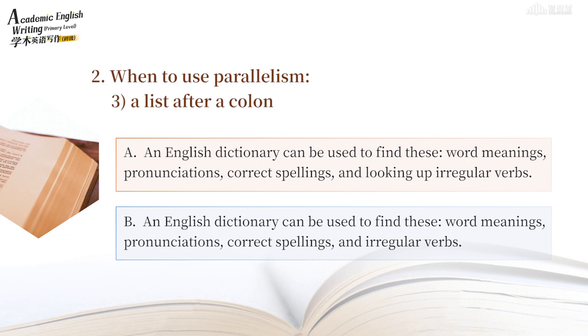Sentence B has a parallel structure because all the 4 items after the colon are either nouns or noun phrases. On the other hand, in sentence A, 3 items, word meanings, pronunciations, correct spellings, are nouns or noun phrases, but looking up irregular verbs is not a noun phrase, so sentence A does not use parallelism.